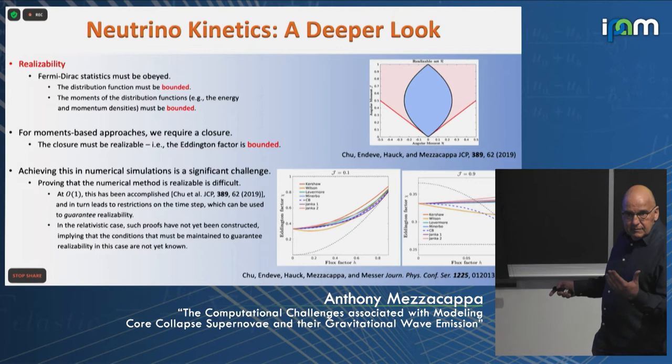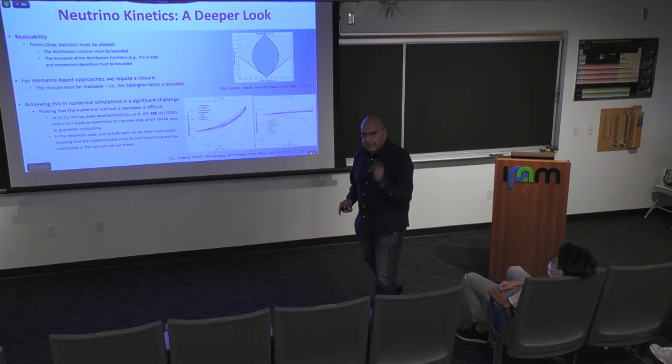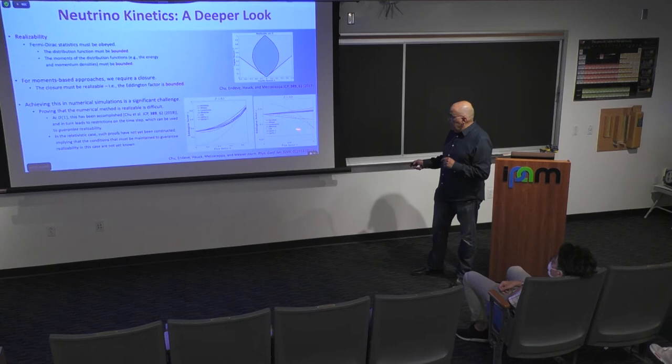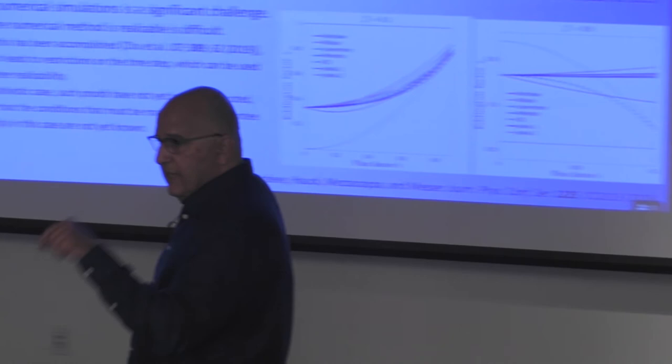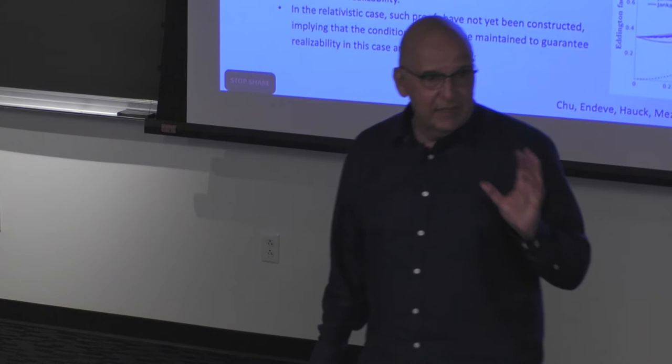All of the closures do pretty well with low occupancy, but when you go to the high occupancy case, there's only one closure, Cernohorsky and Bludman, which is based on Fermi-Dirac statistics. It's a maximum entropy closure, and it remains realizable. The Minerbo is among these. All of them violate Fermi-Dirac statistics at high occupancies. So now you're talking about violating Fermi-Dirac statistics deep in the core of the star, up to and including potentially the semi-transparent region around the neutrino spheres. This is not a good place to violate Fermi-Dirac statistics.